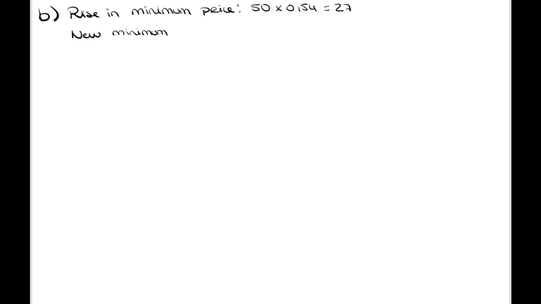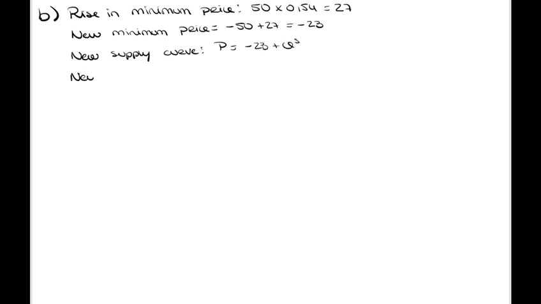B. Minimum price raised by 54%. That will be equal to the price we found in A, 50, multiplied by 54%, that's equal to 27. The minimum price is minus 50 plus 27, that's minus 23. With that information, we can compute the new supply curve, that is, the price equals minus 23 plus Q.